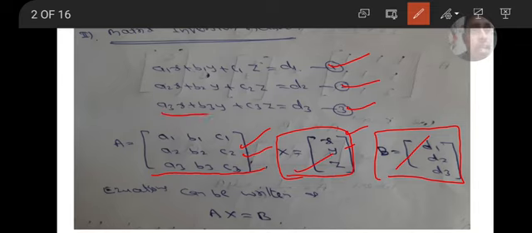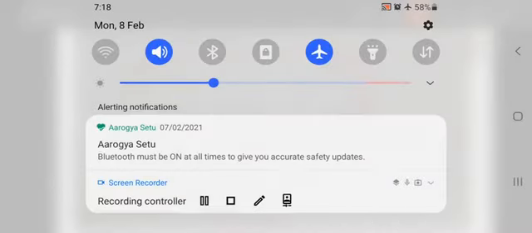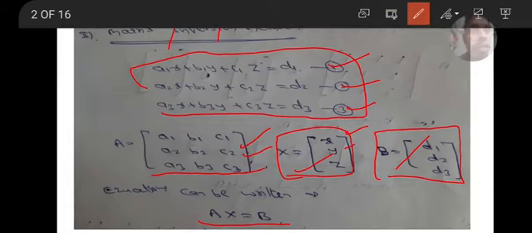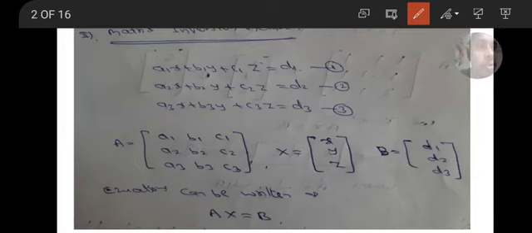The equations 1, 2, 3 can be written in matrix form as AX equal to B. If you multiply A into X equal to B, we get the three equations 1, 2, 3. That is, the matrix form of the equations is AX equal to B.